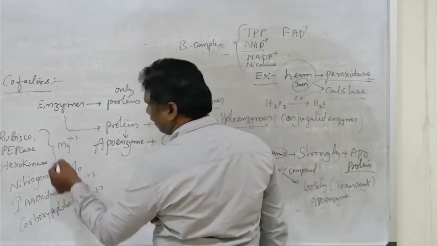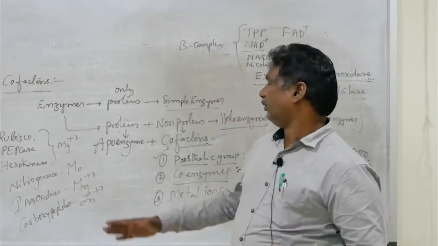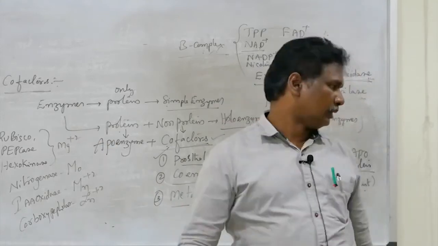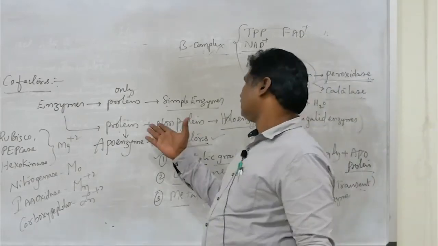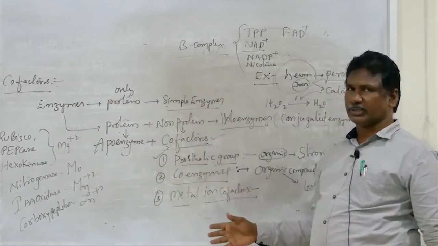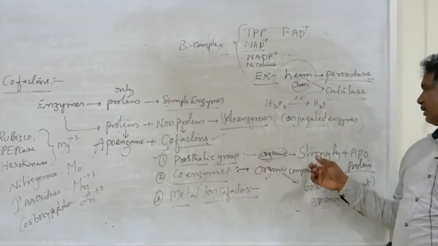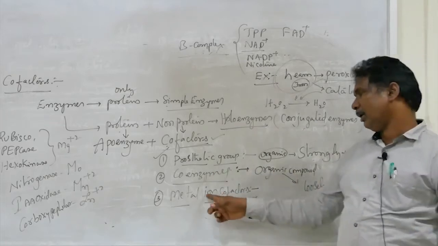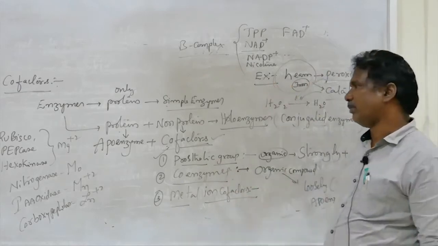In this way, different types of enzymes are activated with the help of different types of metal ions, and those are called cofactors. Once again, the protein part is called apoenzyme, and the non-protein part is called cofactor. Cofactors are of three types: prosthetic group, coenzymes and metal ion cofactors. Prosthetic groups are strongly bonded with enzyme protein. Coenzymes are loosely bonded with enzyme protein. Metal ions activate the enzymes, and they are strongly attached to the enzyme protein.